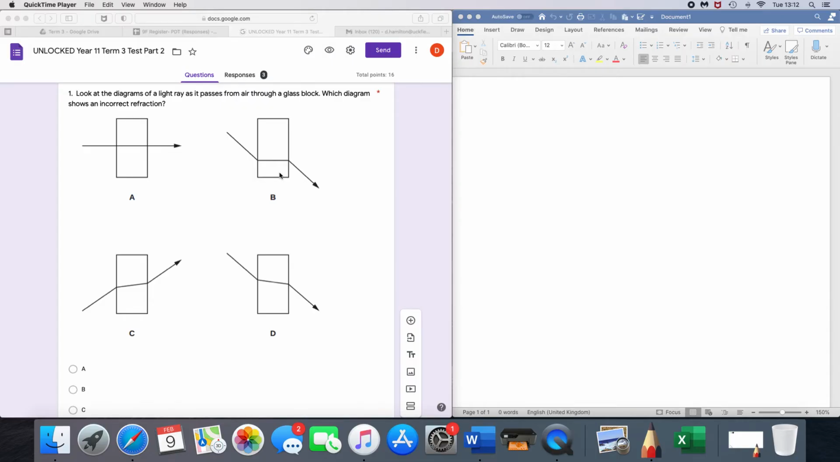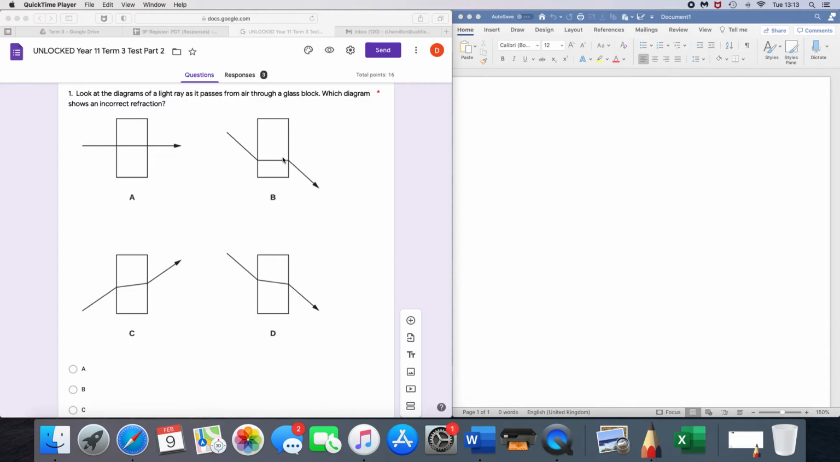Looking at the multiple choice questions then. Question 1. Look at the diagrams of a light ray as it passes from air through a glass block, which diagram shows an incorrect refraction. Well, here we have one that's hitting the boundary at right angles along a normal, so it would pass straight through. Here we have it going from air into glass, and it's striking this boundary at right angles, so it would come straight through. So B is looking wrong.